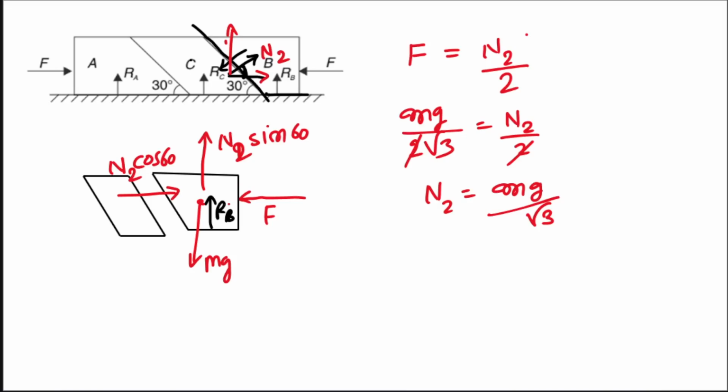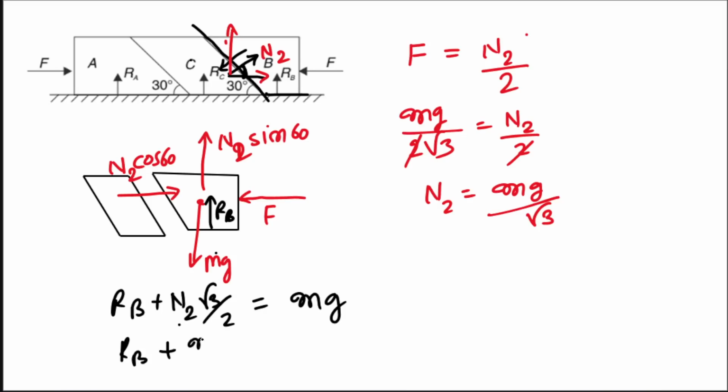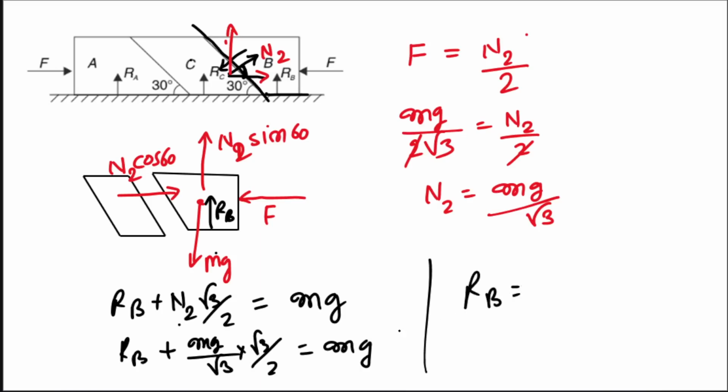Now check carefully this vertical equilibrium. If you write the equation of vertical equilibrium, net downward force is mg and net upward force is Rb plus N2 sin 60, that is root 3 by 2, and this is equal to mg, right? So Rb value is how much? We don't know, that we are calculating. N2 is mg by root 3 and this is root 3 by 2 and this is equal to mg. So Rb is equal to mg minus mg by 2. So this is mg by 2. So we have got Rb equal to mg by 2. Okay?